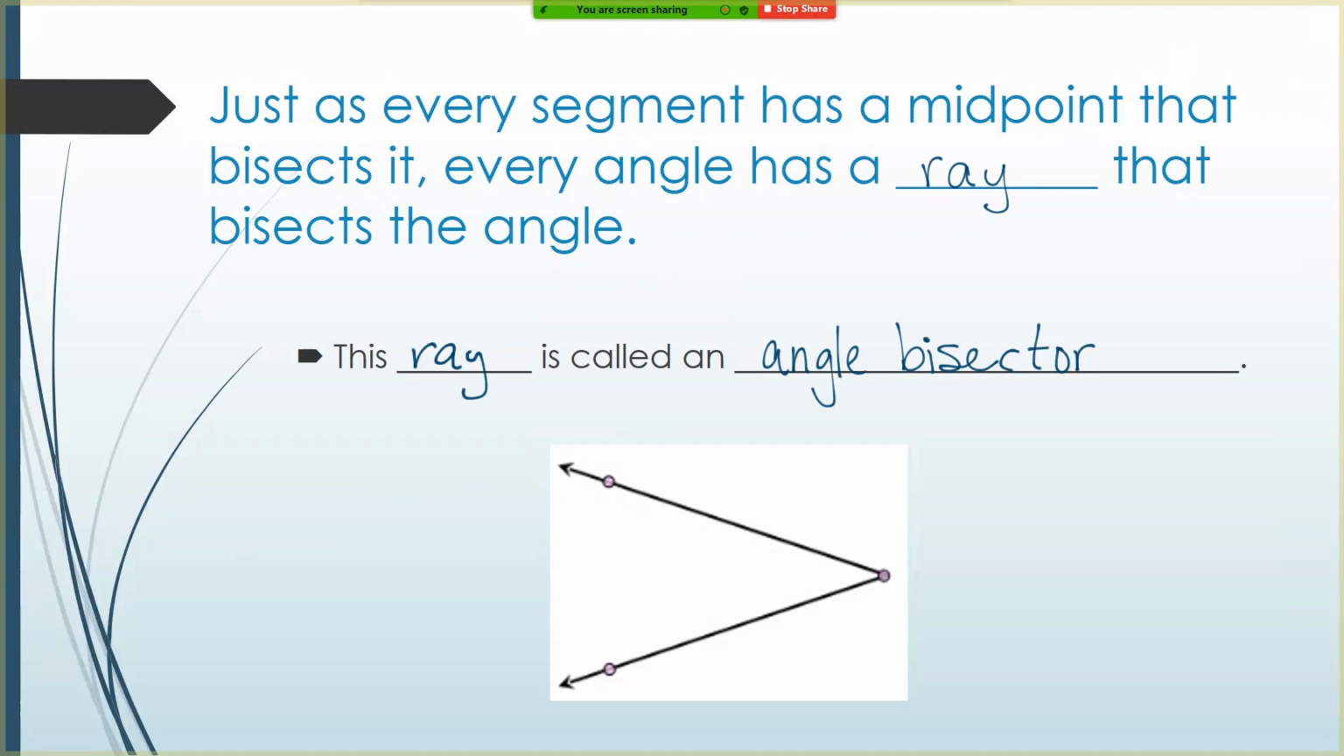So if we look at this angle down here, if I want to bisect it, I'm going to just estimate where the middle is. So this would be my ray. It's a ray because it has an endpoint here and it continues in one direction. And a lot of times they mark these congruent with little arches. So these little arches tell me that this line bisects it because it created two congruent angles.